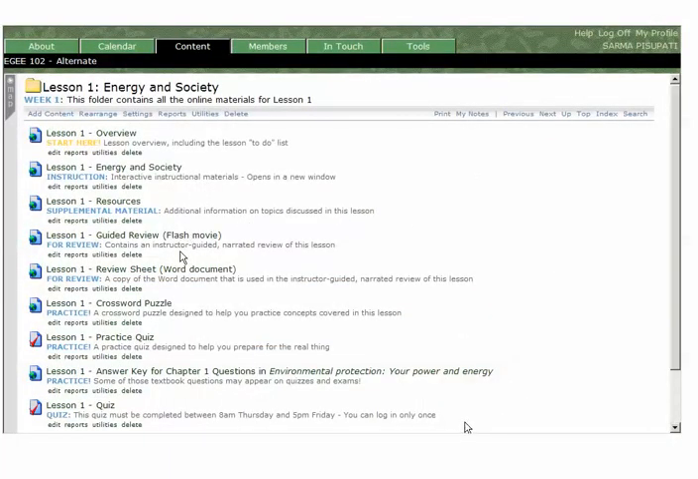Looks like we're ready to go for lesson one. Lesson one is energy and society. As we talked about, this lesson is going to teach us basically about energy. What is energy? And in which units do we measure energy, commonly used units?